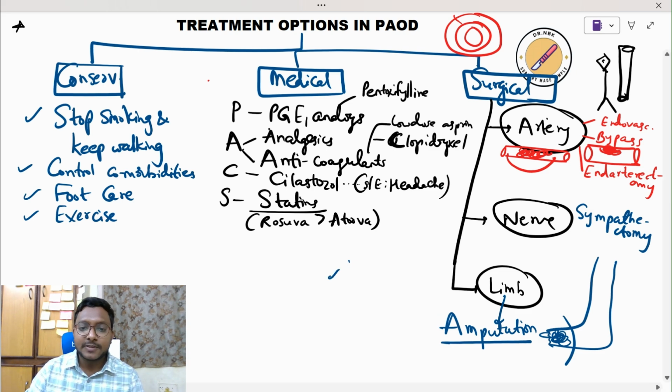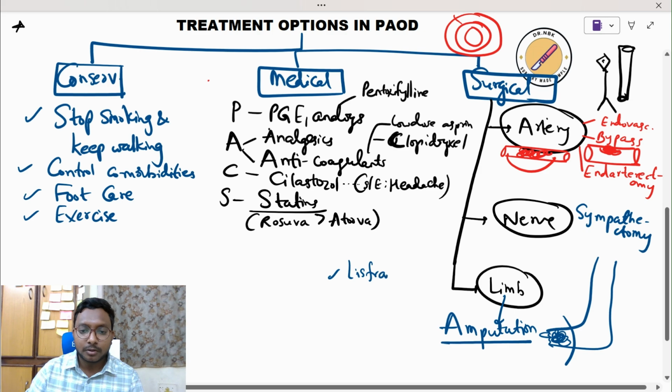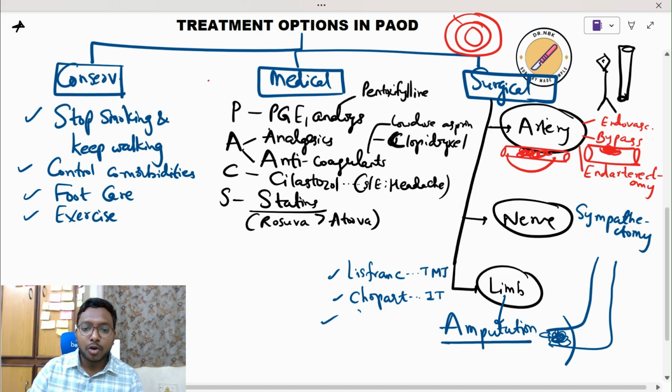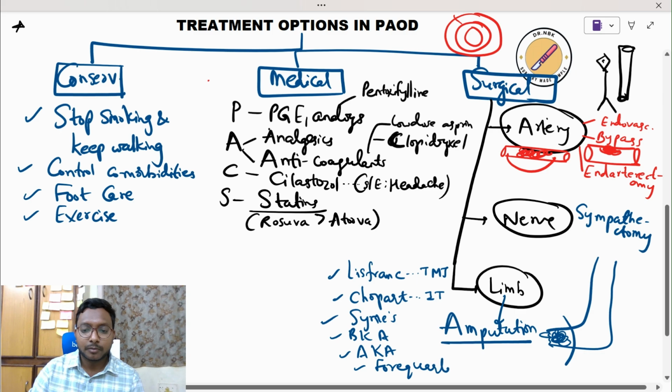So one is Lisfranc amputation, Chopart amputation. Chopart is at the level of intertarsal joints, whereas Lisfranc is at the level of tarso-metatarsal joint. Then you have got Syme's amputation, then BKA below knee amputation, AKA above knee amputation. There is something called hemipelvectomy, or in upper limb you will be having forequarter amputation. So these are the different amputation options you have.